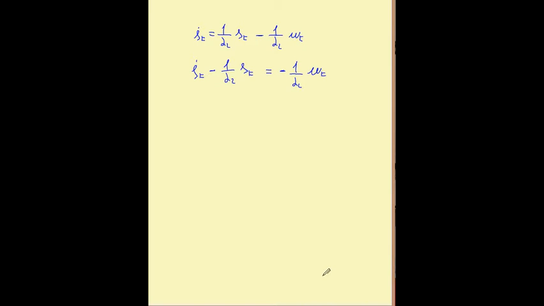We need to multiply both sides by the integrating factor. What is the integrating factor in this case? To multiply by the integrating factor, it's e to the power of minus t over alpha 2. This is the integrating factor, okay? Yes, it is the integrating factor.